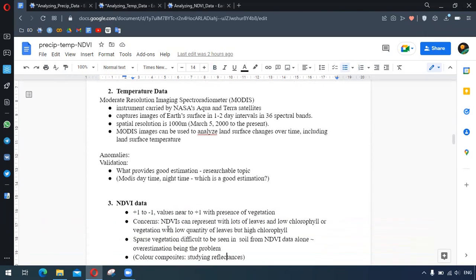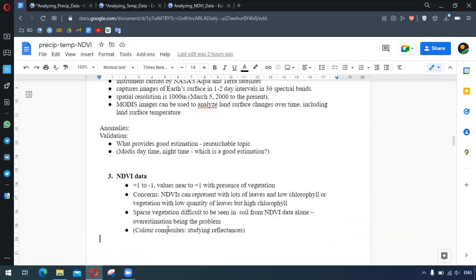So then there is the NDVI data. NDVI is an index. The basic concept here is to understand the presence of vegetation. If the value is near to 1, it means that those areas contain vegetation. And sometimes NDVI can have some problems of overestimation.